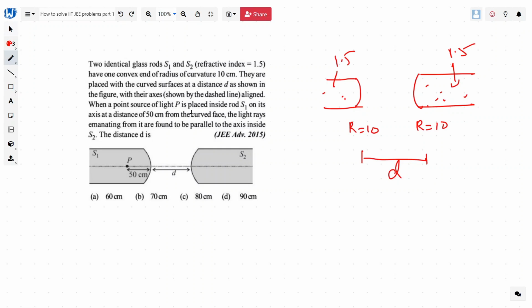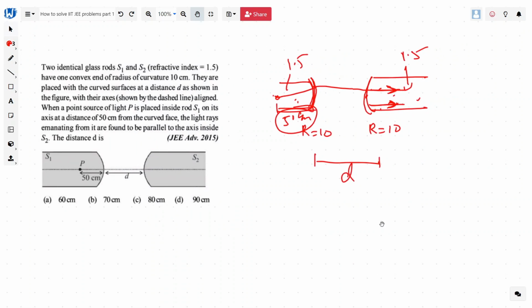When a point source of light P is placed inside the rod at a distance of 50 centimeters, the light rays emanating from it are found to be parallel inside S2, right? So the object is here, the first image is formed, and finally the rays are parallel inside this one. The refraction is going to happen over here, and then it is going to be parallel. So very simply we are going to proceed with the fundamentals without applying any formula. Whenever you have a situation like this, it's always better to proceed with fundamentals.